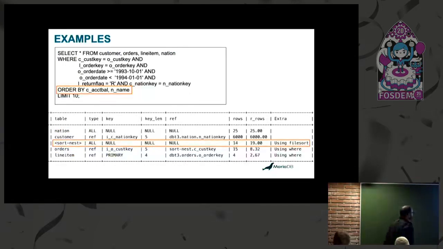So here is an example where we will be using a sort nest. You have an order by clause on two tables. If you see in the explain, it shows a sort nest here, which is a materialized result of the nation and customer tables. And then you can see that we are applying file sort on the sort nest.